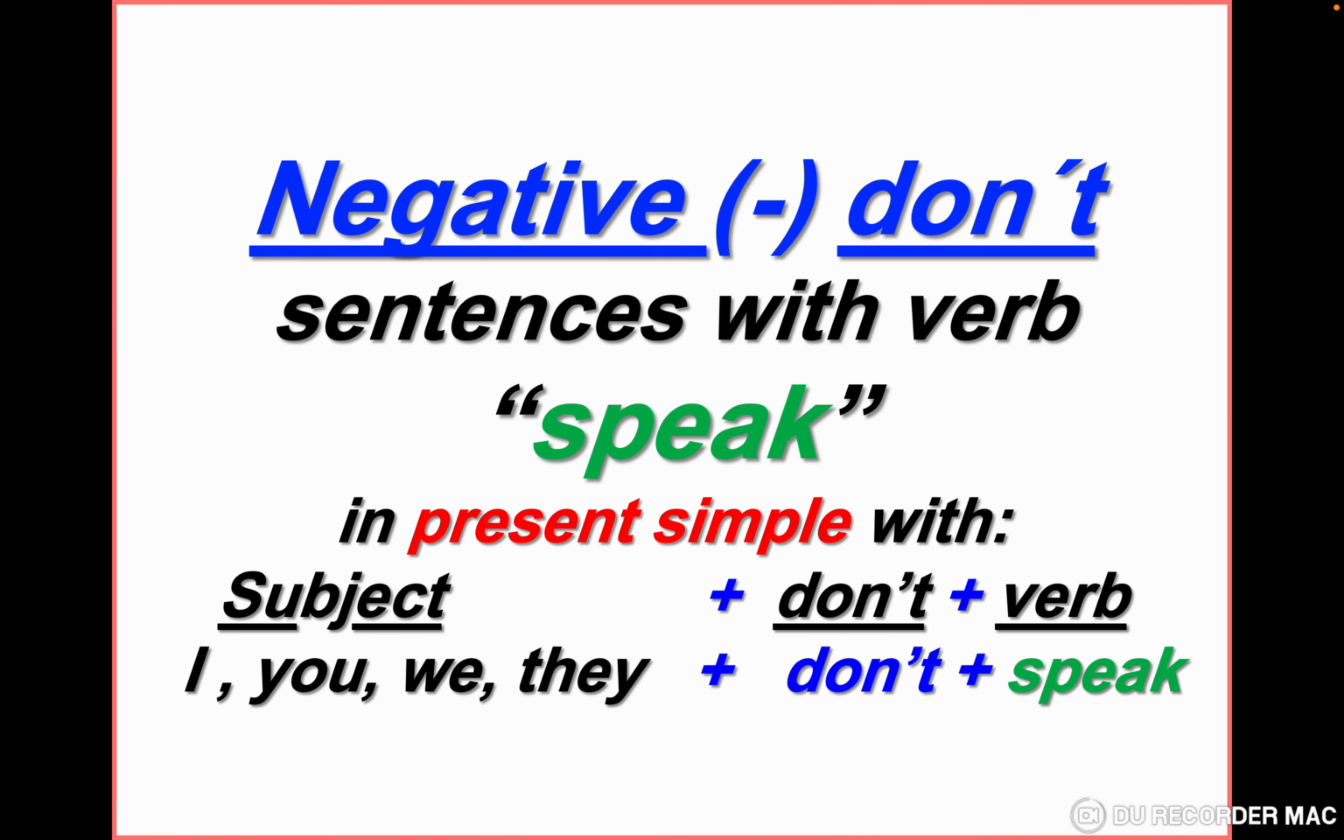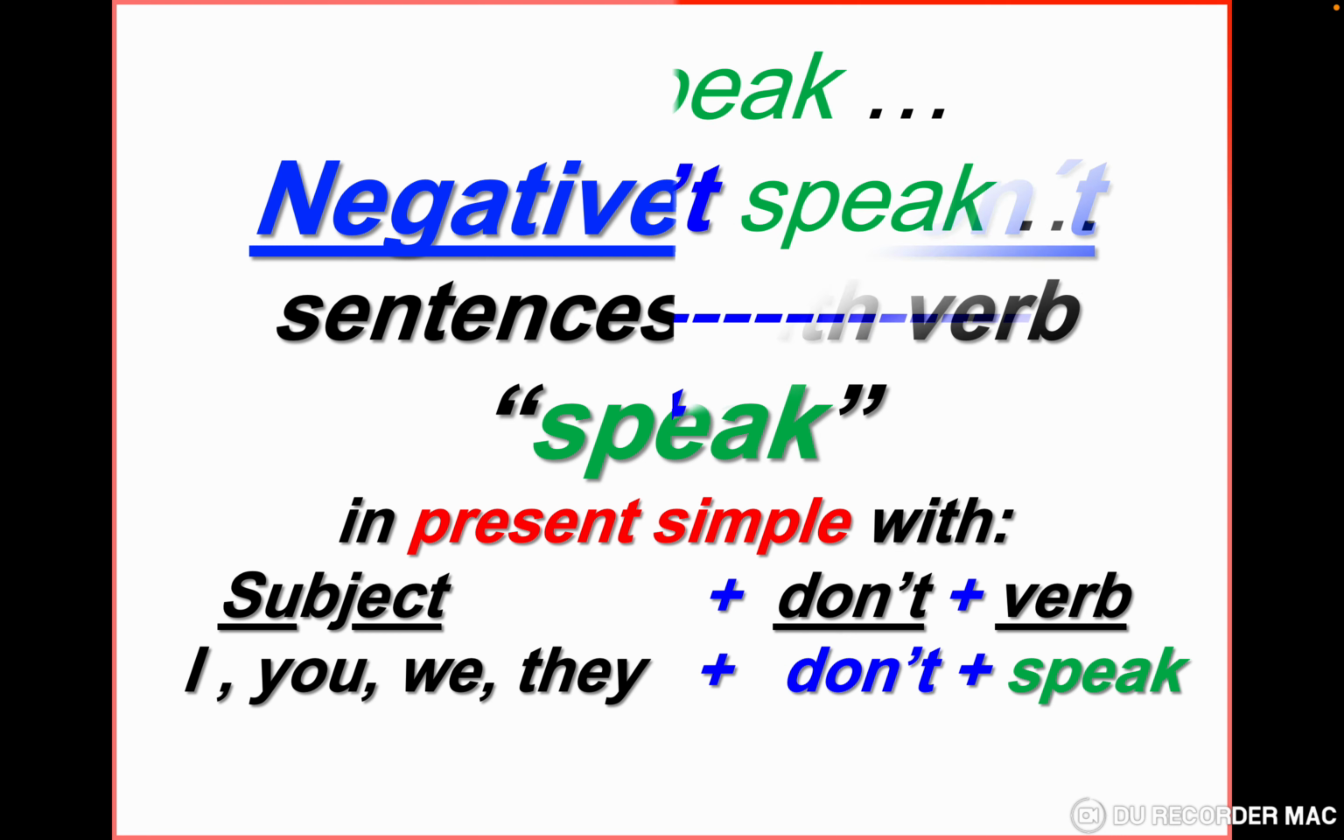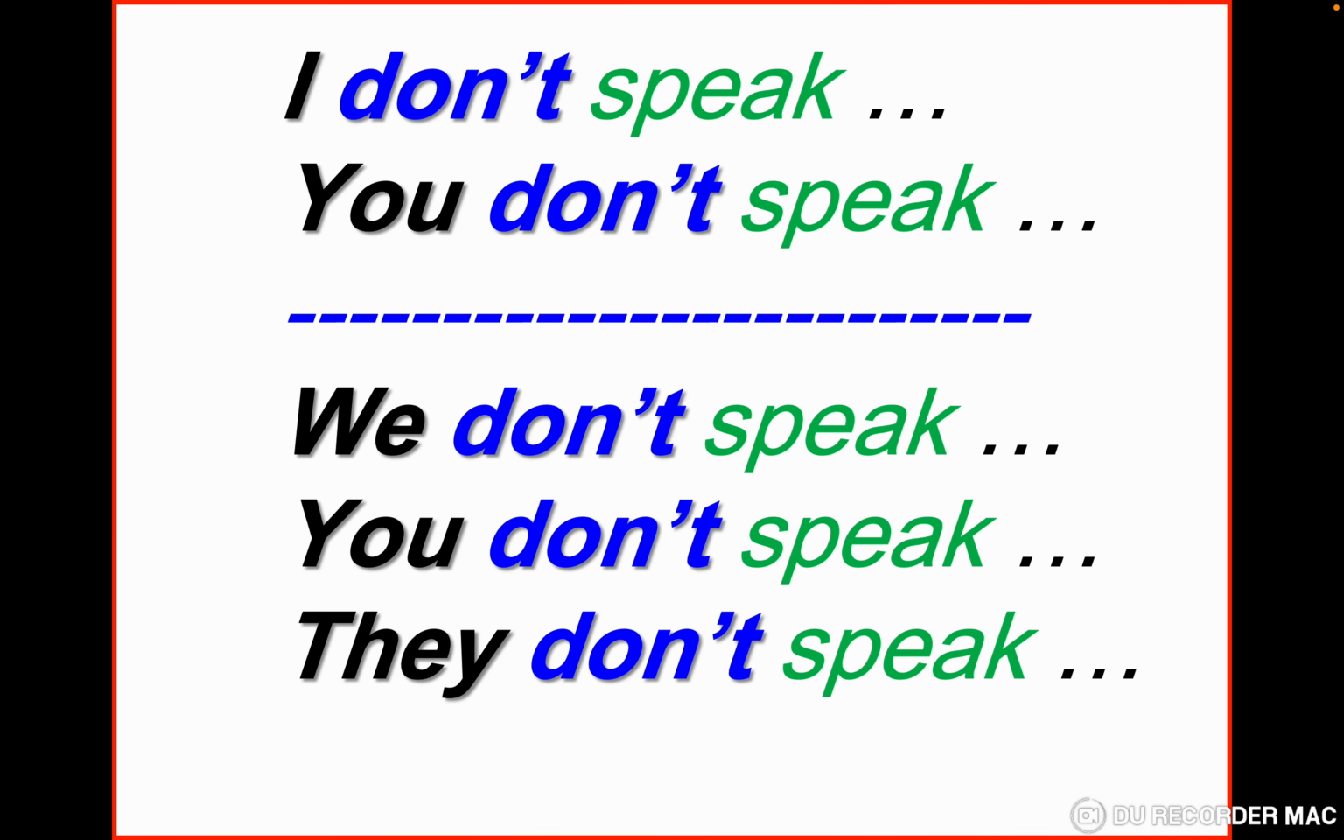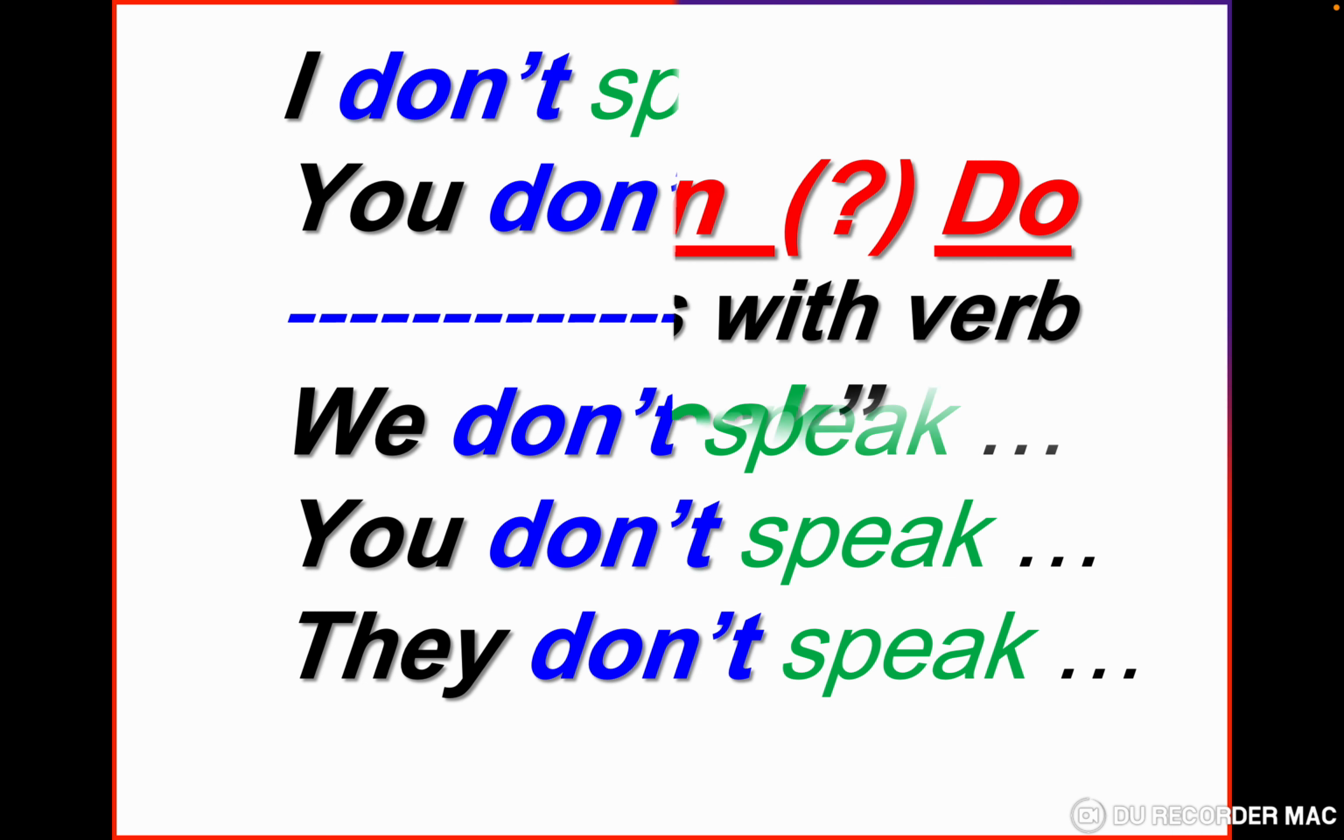In the negative form, we use the word don't with I, you, we, and they. Let's see. This is the rule. I don't speak. So don't is between I and the verb, between subject pronoun and the verb. I don't speak. You don't speak. We don't speak. You don't speak. They don't speak.